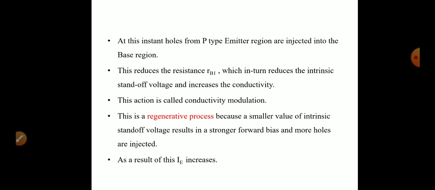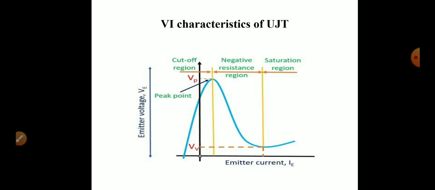At this instant, holes from the P-type emitter region are injected into the base region. This reduces the resistance RB1, which in turn reduces the intrinsic standoff voltage. Intrinsic standoff voltage is the voltage drop across RB1, and the reduced resistance increases the conductivity. This action is called conductivity modulation. This is a regenerative process because a smaller value of intrinsic standoff voltage results in stronger forward bias and more holes are injected. As a result of this, emitter current increases.